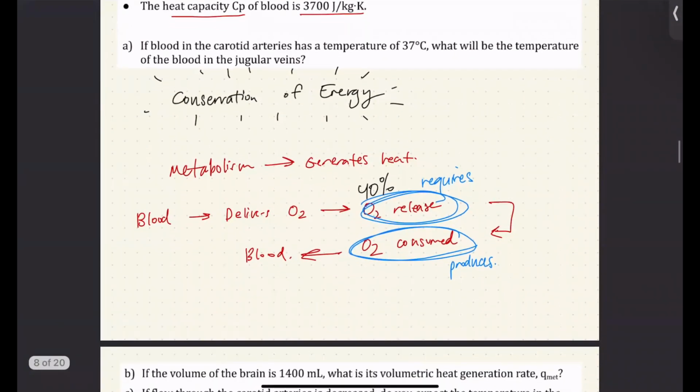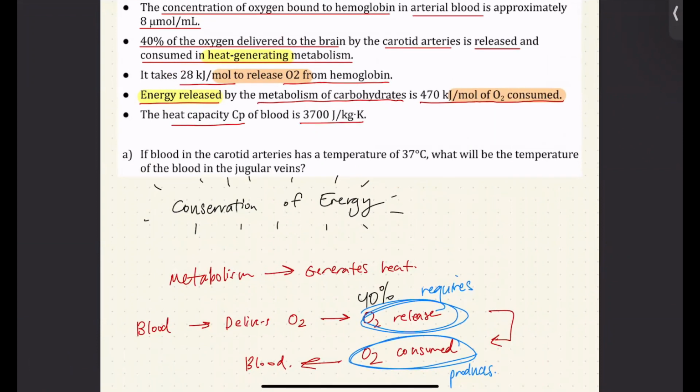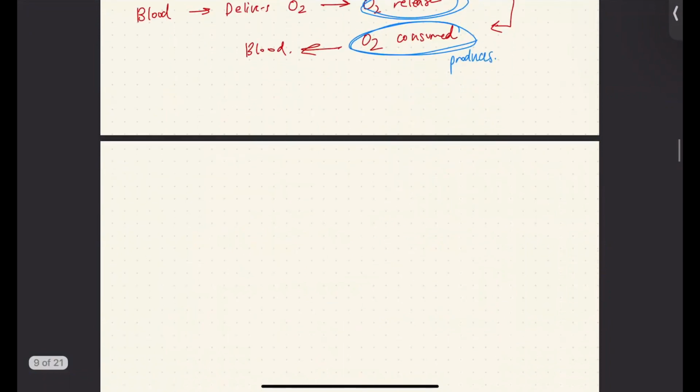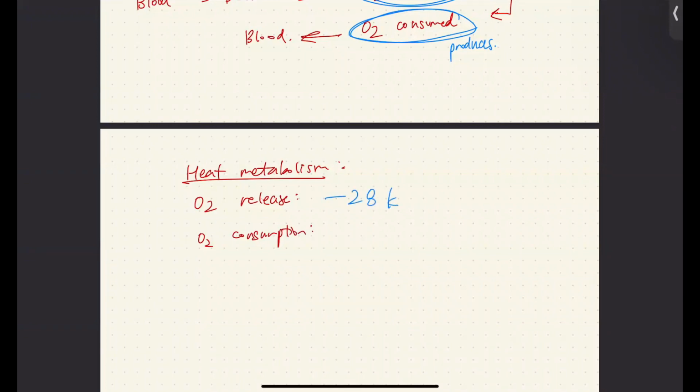So let's take a closer look at the question. We have the kilojoules per mole O2, per mole O2, okay? We are given our something per mole O2. So let's actually write it out. Heat metabolism occurs when we have O2 release and we also have O2 consumption. Okay, so this one is negative 28 kilojoules per mole O2, right? And then we have plus 470 kilojoules per mole O2.